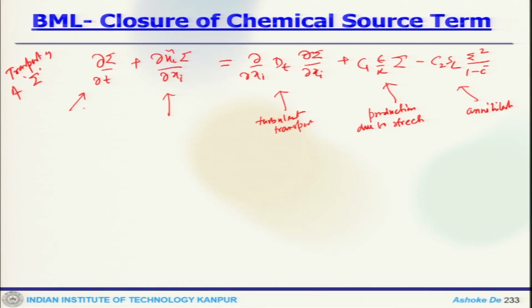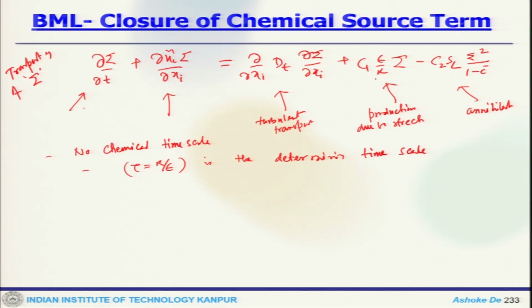Now there is one thing: there is no chemical time scale involved. So the turbulent time, which is tau equals k by epsilon, is the determining time scale. As we can see here, epsilon by k comes into the production of that. So there is a limit of infinitely fast chemistry.